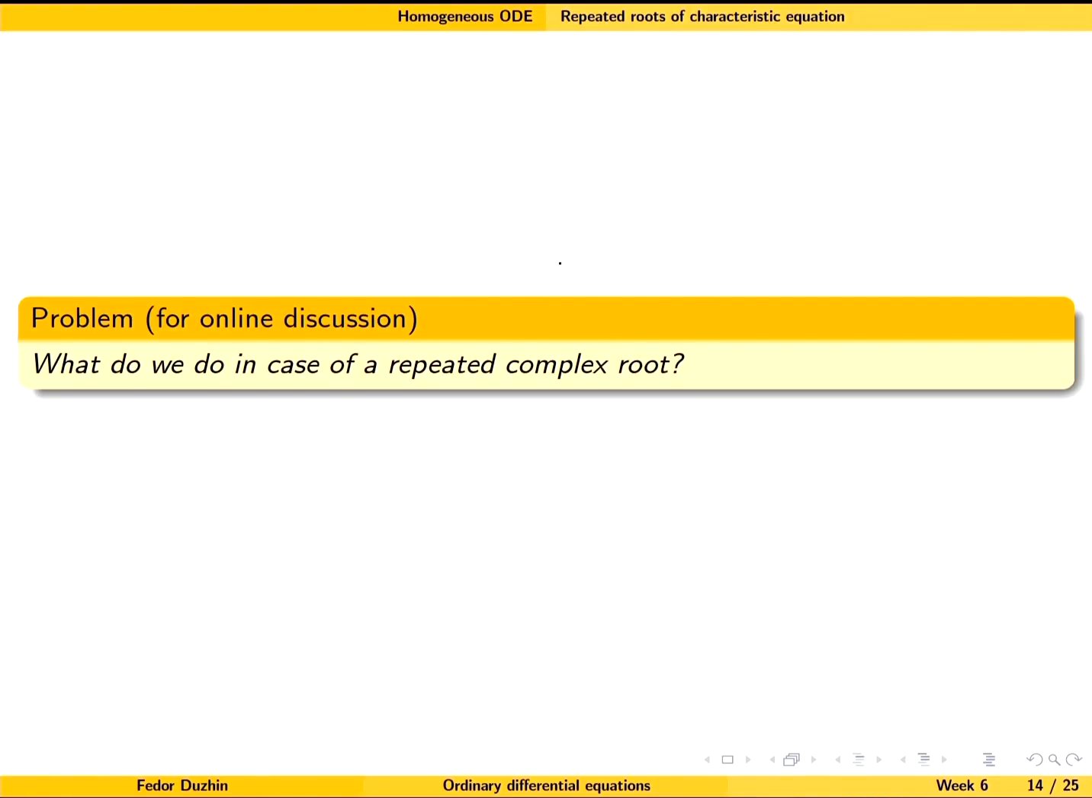But how do we solve the second order linear homogeneous equation with constant coefficients if the corresponding characteristic equation has a repeated complex root, right?